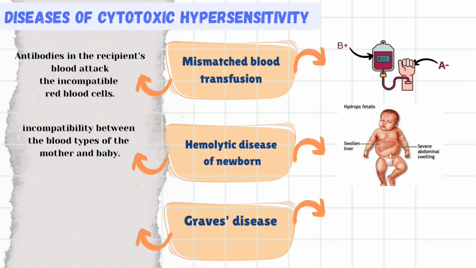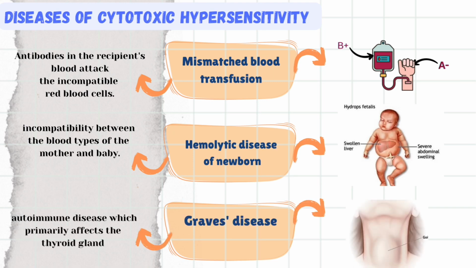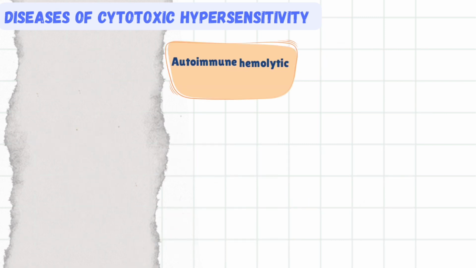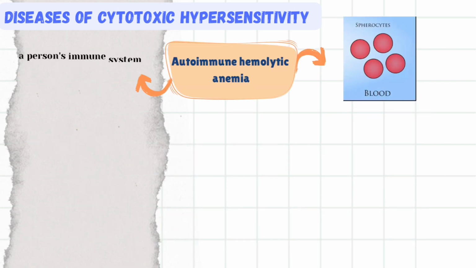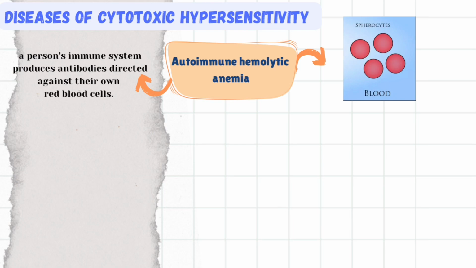Graves' disease is an autoimmune disease which primarily affects the thyroid gland. It is the most common cause of hyperthyroidism. Next is autoimmune hemolytic anemia. A person's immune system produces antibodies directed against their own red blood cells, reducing the number of oxygen-carrying red blood cells in circulation.